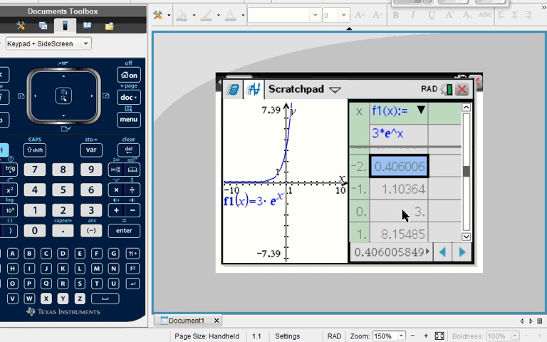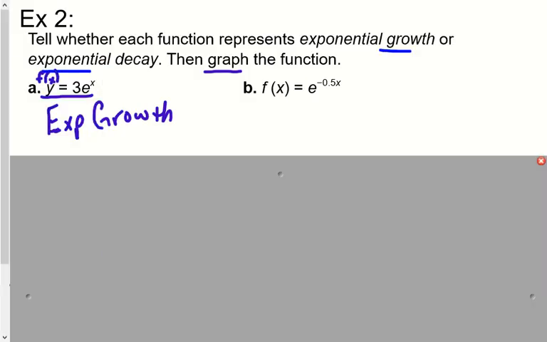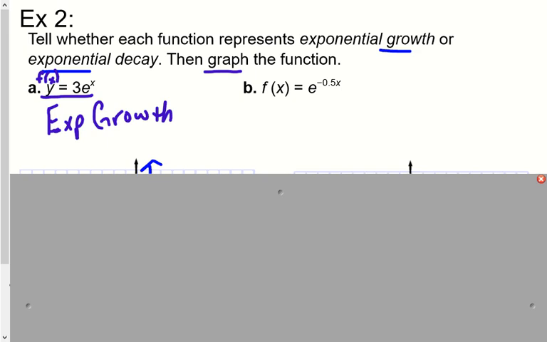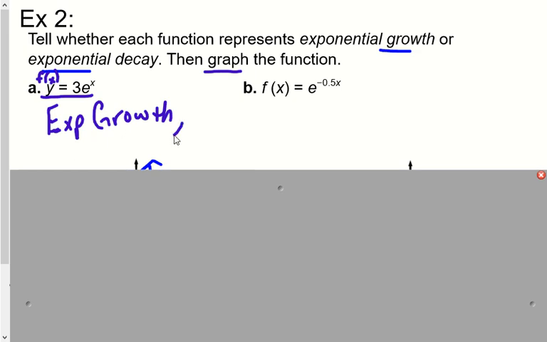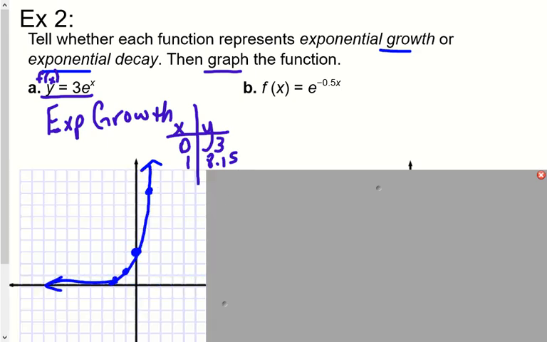So we have the 0, 3 here, and 1, 8.15. So if we draw that table, 0, 3, and 1, 8.15, and plot those points. So I have 0, 3, 1, 8.15. If you want to get a few numbers below 0, you're welcome to get those as well. There's your graph for that one.